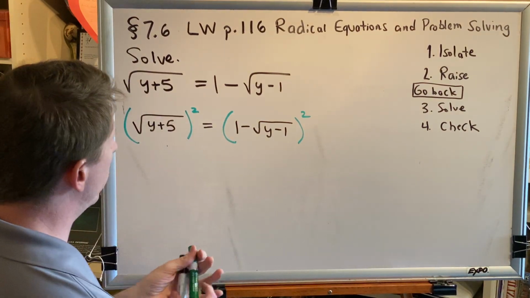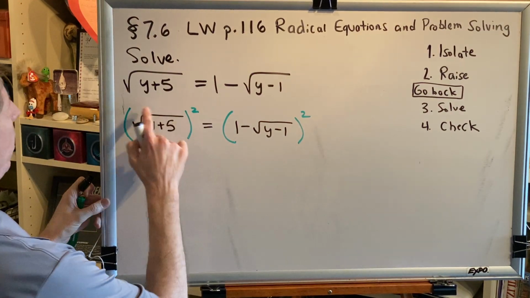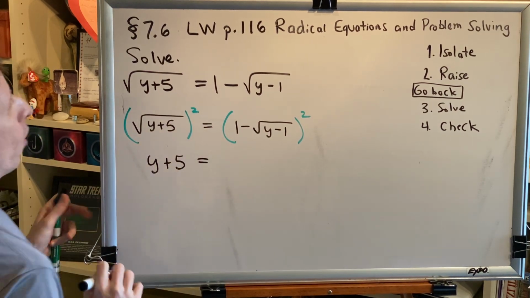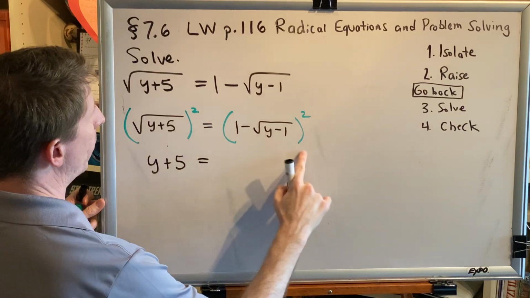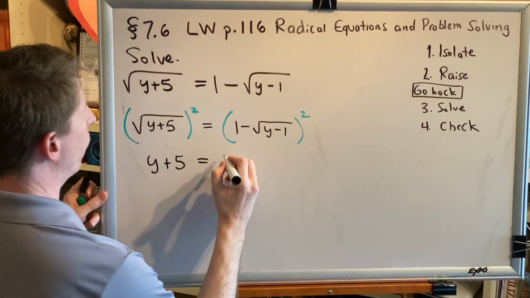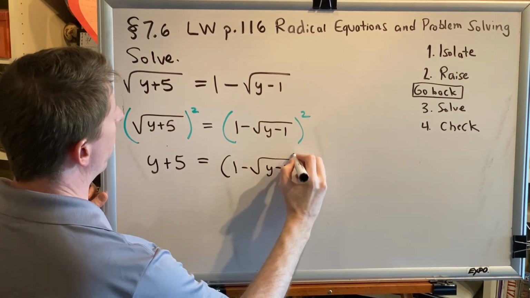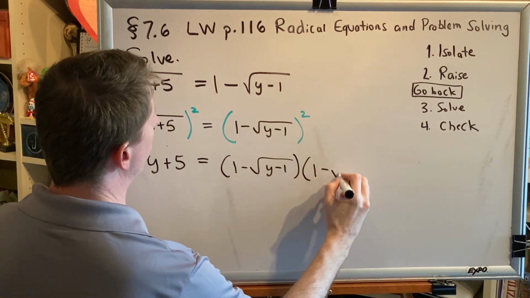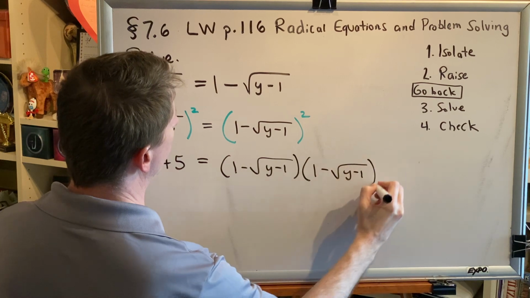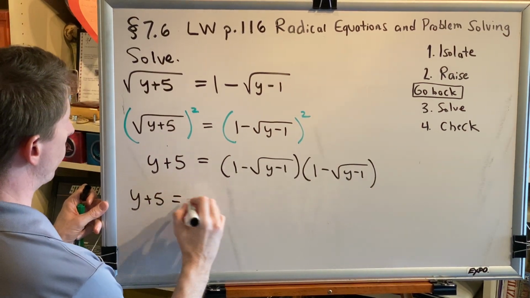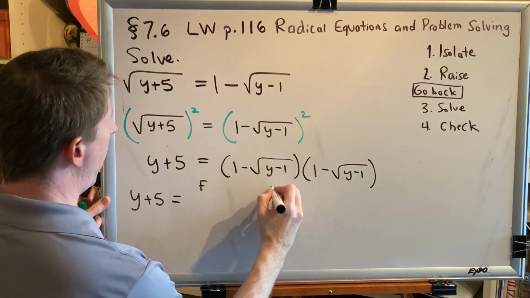Okay, so now we're going to simplify this. The square and the square root cancel, leaving me y plus 5. And over here, an exponent tells me how many times to multiply a base by itself. So this is 1 minus the square root of y minus 1 times another 1 minus the square root of y minus 1. And we have to FOIL here. All right, so let's go ahead and FOIL.